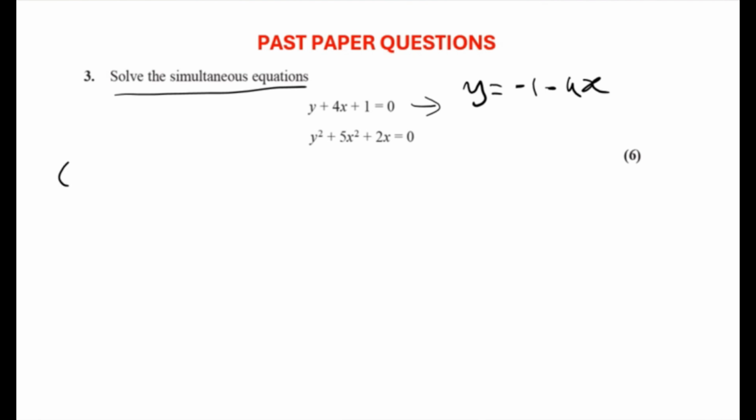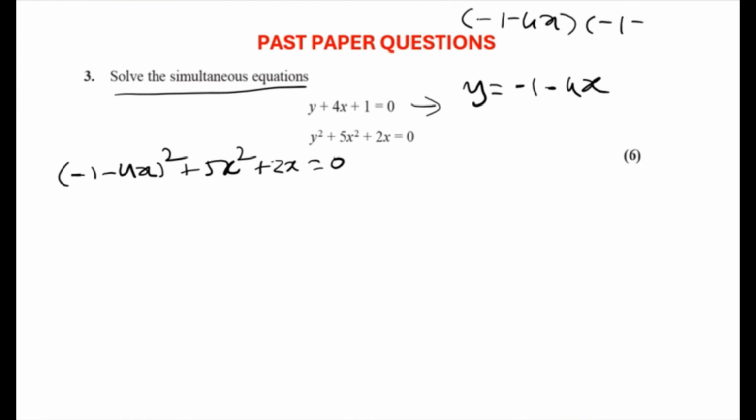So minus 1 minus 4x, squared, plus 5x squared plus 2x is equal to 0. Now when you expand this bracket, minus 1 minus 4x into minus 1 minus 4x. When you multiply minus 1 by minus 1, that will give us 1. Minus 1 by minus 4x will give us 4x. Minus 4x by minus 1 gives plus 4x. And minus 4x by minus 4x will give you plus 16x squared.